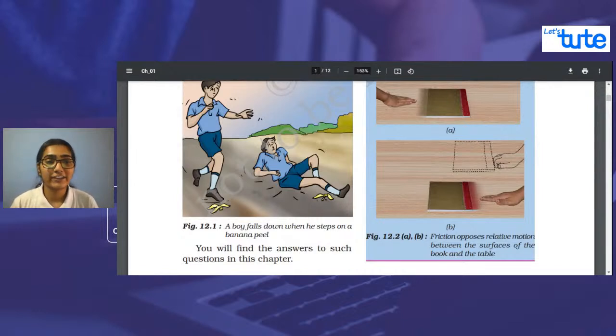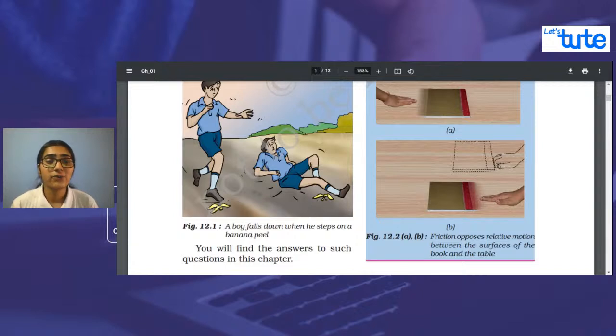Hi, Mohammed, how are you? Mohammed, I'm sorry I didn't see you. Yeah, so I am sort of covering a topic called friction. So if you have any doubt, you can write it in the chat box. Whatever doubt related to physics you have, you can put it in the chat box.